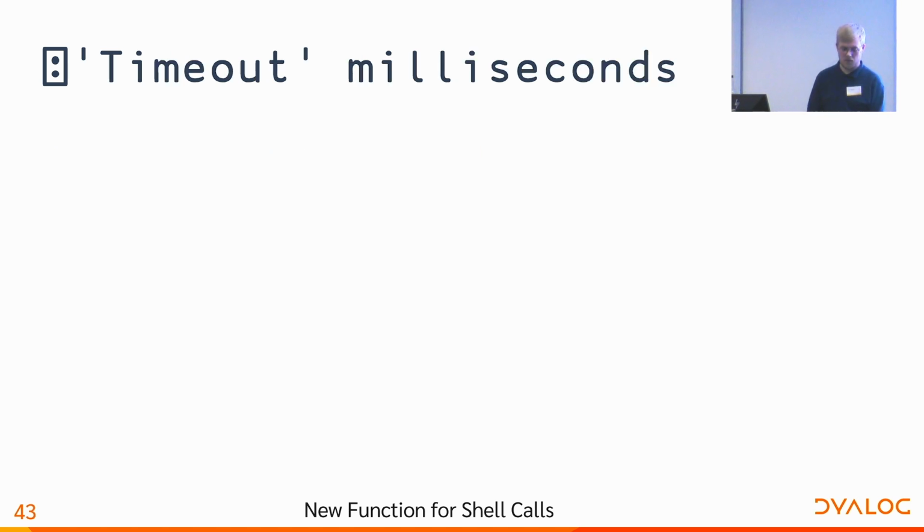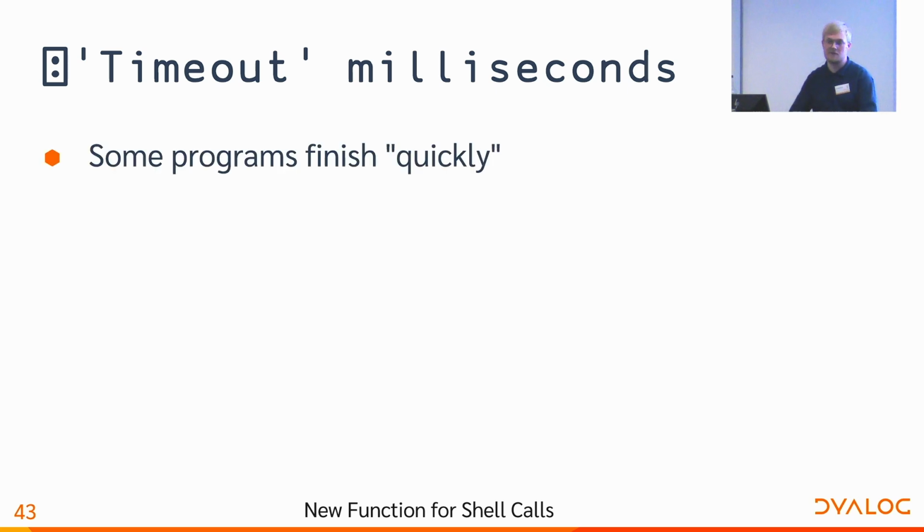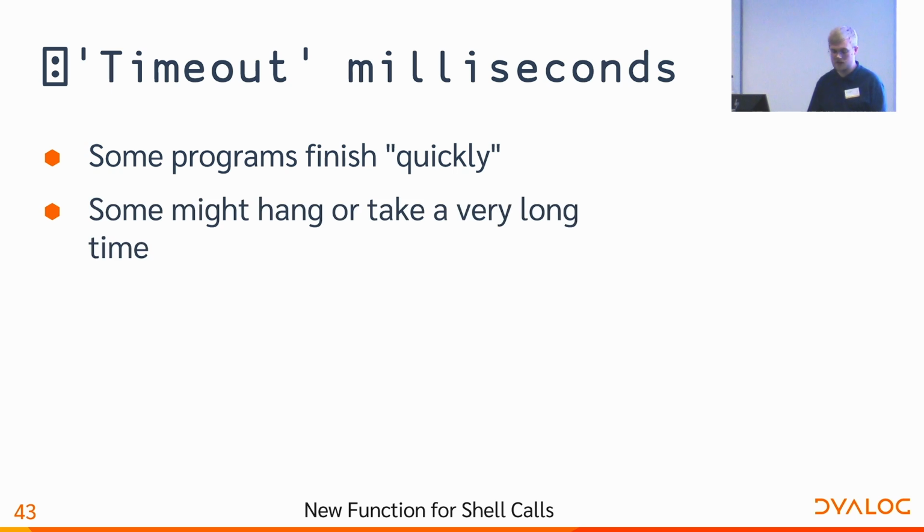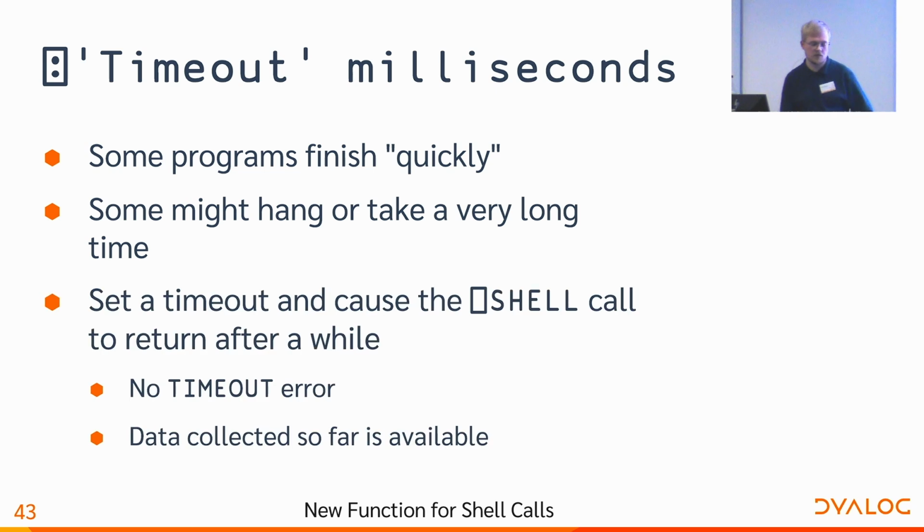So we added a timeout variant option to Quad Shell, so that if you run some program that doesn't finish quickly, maybe it hangs or maybe it just takes a very long time and you don't want it to, it will stop the Quad Shell call, but it won't just produce a timeout error, it will just stop it, and the exit reason will have something that indicates that it was stopped by timeout. And the reason we don't produce a timeout error is that we want the data that's produced so far to be available if you need it.